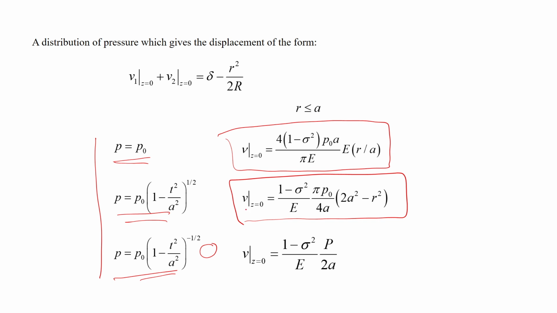So, here v at z equal to 0 is (1 minus sigma square), that is the Poisson ratio square, divided by Young's modulus, times pi p 0 by 4 a. So, this we have derived as 2 a square minus r square. Now if you see this quantity, the total deformation over here is equal to delta minus r square by 2r.